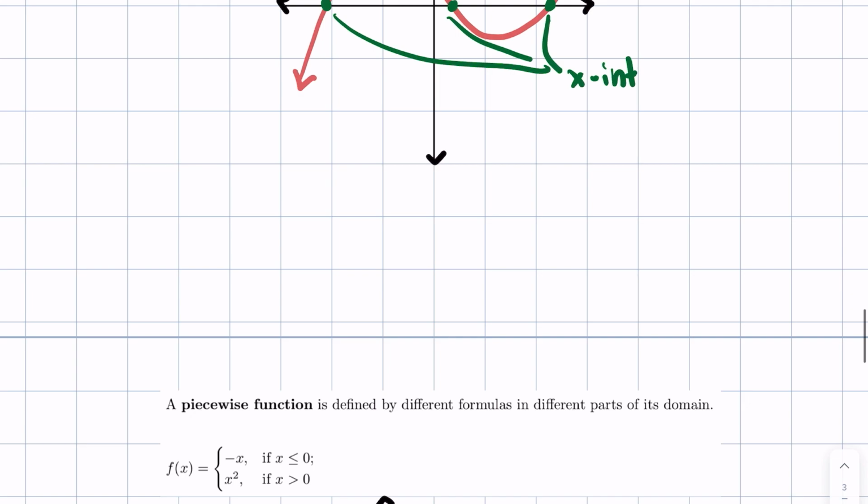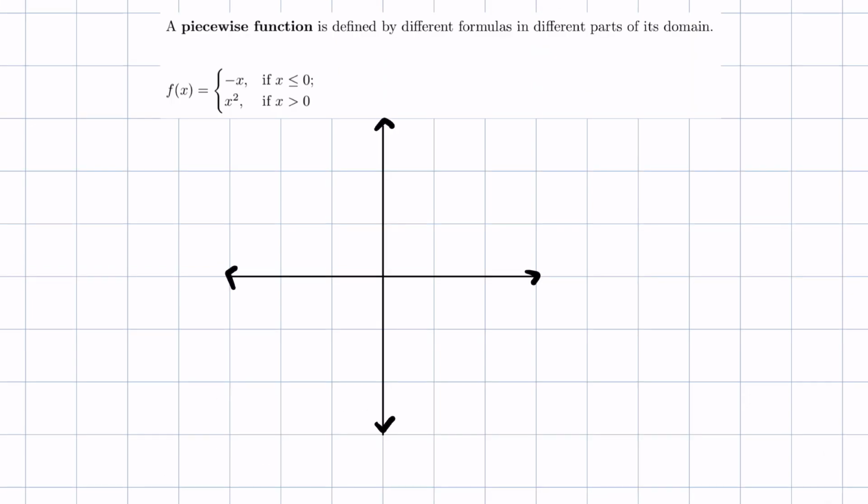And then piecewise functions. So for these, we're basically given these cases, right? Here we have two different cases, but we could have more than that. And so if x is less than or equal to 0, the function goes by this first function, right, up here. So for x less than or equal to 0, we're going to have this line here, right? Negative x.